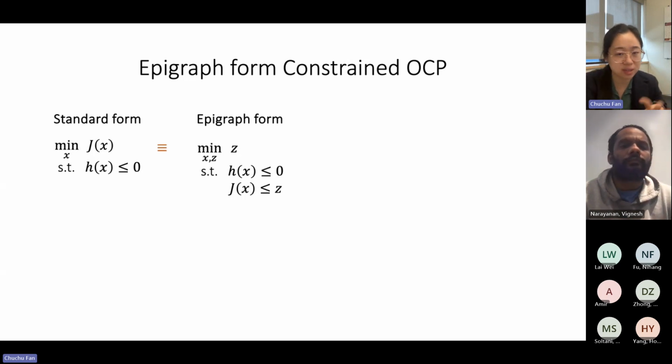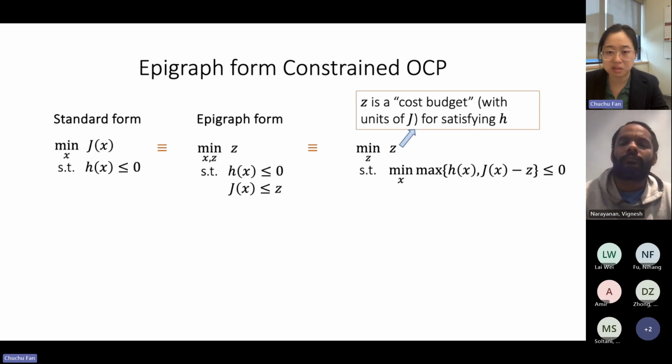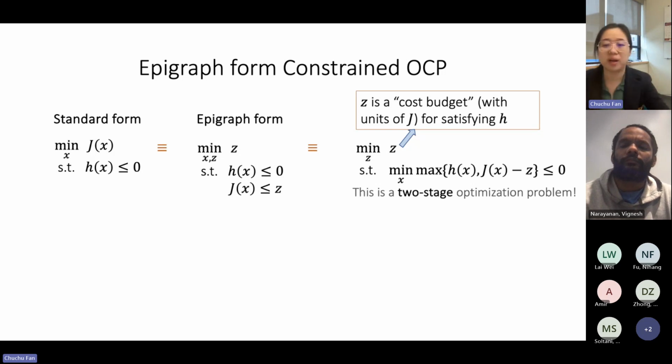So these two are equivalent, and it's very intuitive, right? We just upper bound J and try to optimize that. Minimizing the upper bound is equivalent to minimizing J directly. And we have shown that this middle form of the epigraph form is also equivalent to the one on the right: minimizing this z such that we have a min-max problem that is less or equal to 0. And here z can be considered as a cost budget with a unit of J for satisfying H, while the inner loop at the bottom is an unconstrained optimization problem.